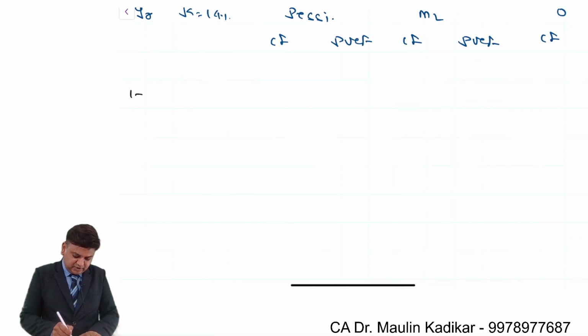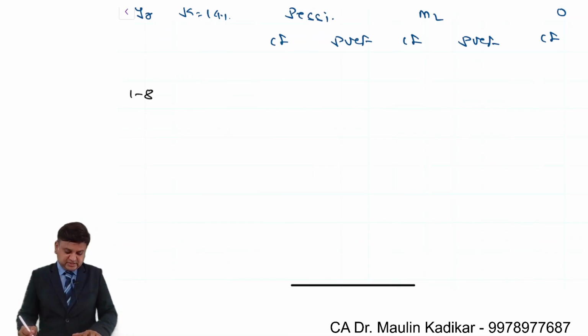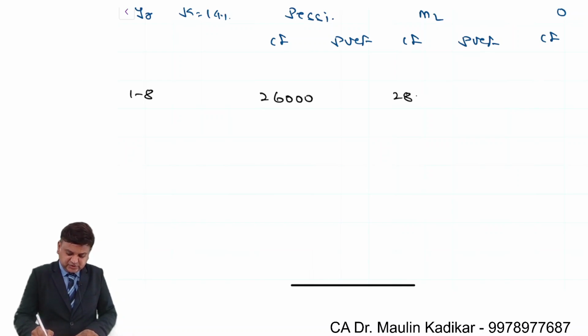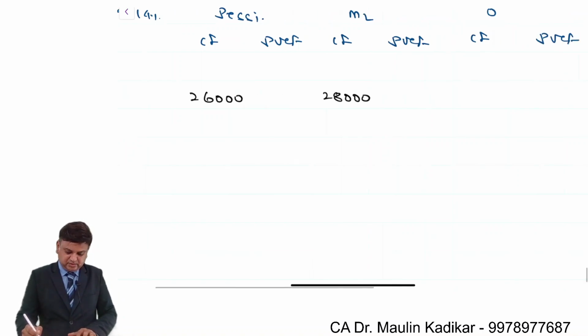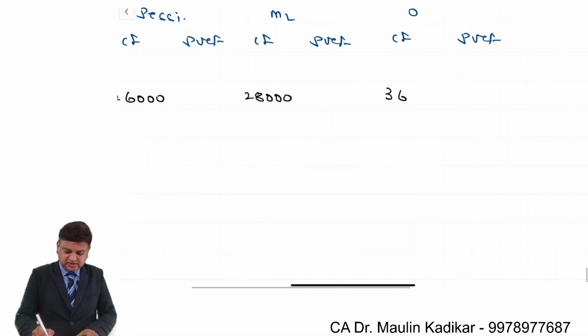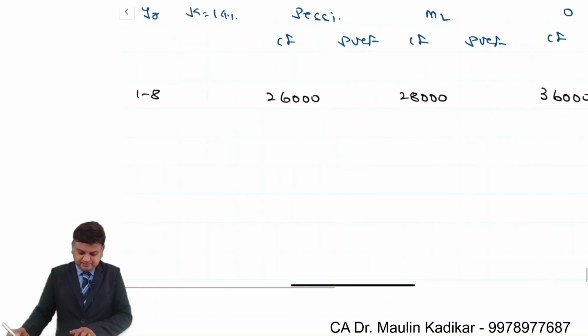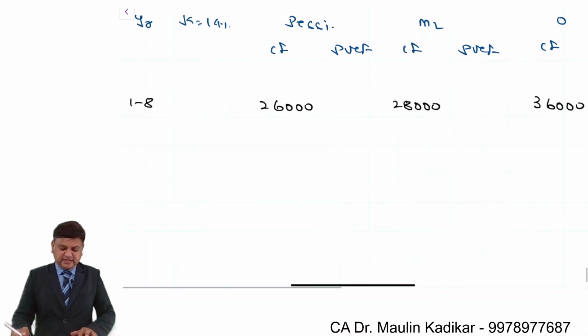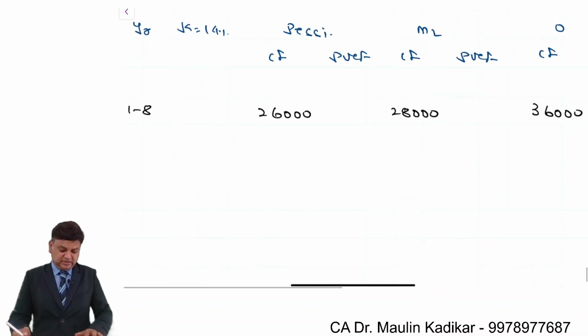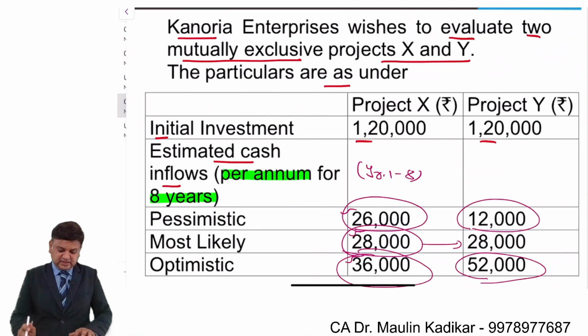It is year 1 to year 8. The discounting factor total we will do. Cash flow is 26,000 over here. Cash flow is 28,000 over here. And cash flow is 36,000 rupees over here. Based on that, we'll make the computation of the present value, and from that the investment will be deducted to find the NPV.